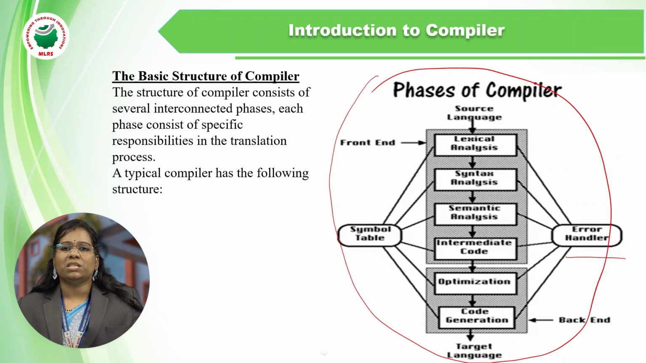In these six phases, if we get any errors, the error should be stored in the error handler. By using this error handler, it sends errors phase by phase. Whenever it receives an error from any phase, it sends that error to the next phase to rectify it. So overall, these phases of compiler are very important in our compiler design.